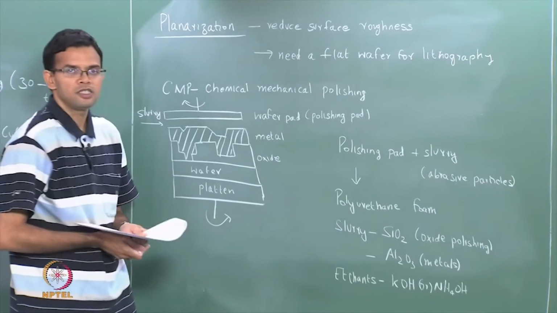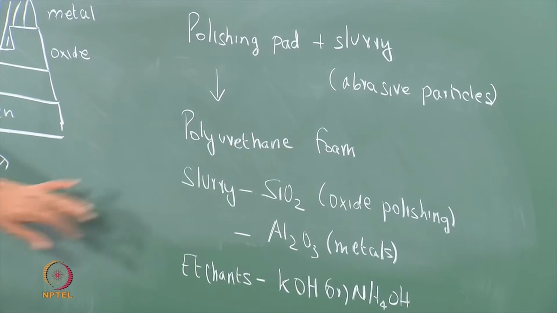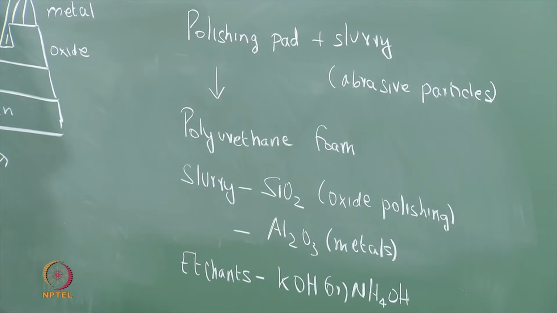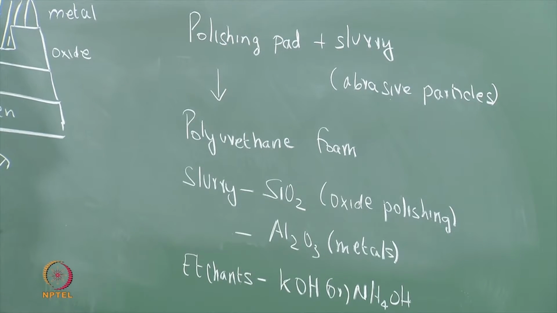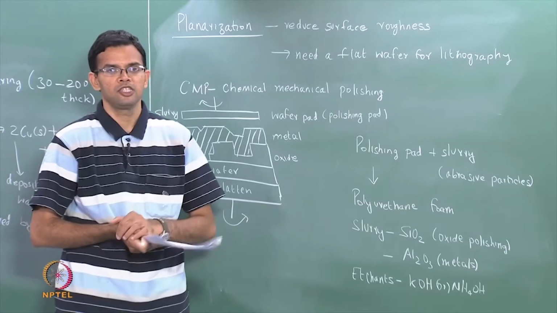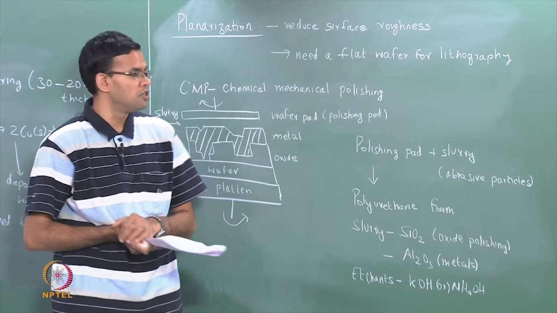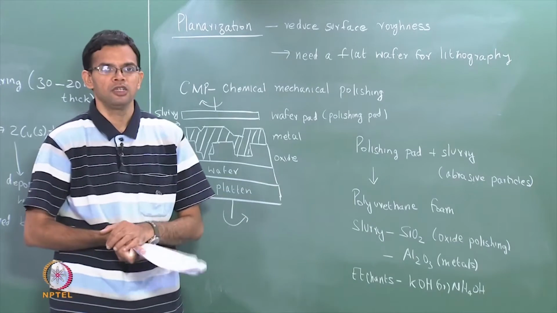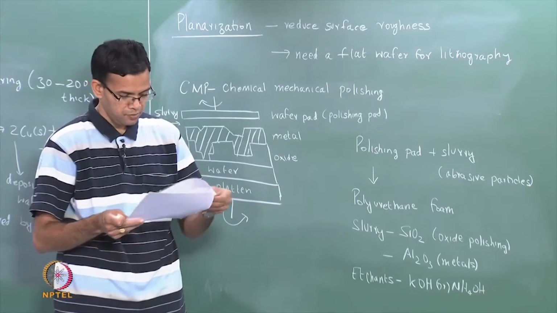So this process is called chemical mechanical polishing because you have mechanical removal of material by the slurry. At the same time, the slurry material is chosen in such a way that it chemically reacts with the layer that needs to be removed and helps in increasing the removal rate. So you have both mechanical polishing and chemical reaction, which is why it's called CMP.